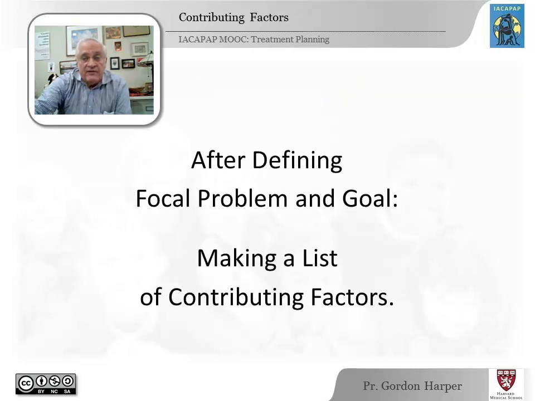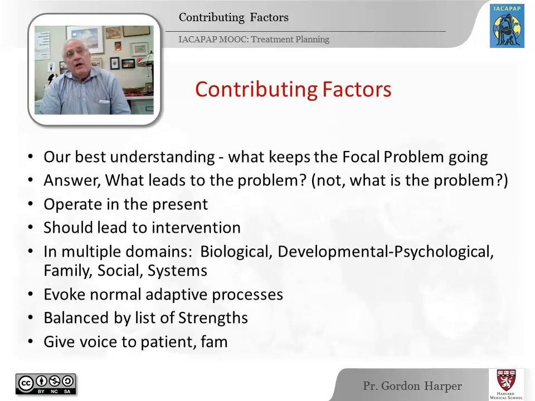Now we try to make a list of contributing factors. The contributing factors reflect our best understanding of what keeps the focal problem going. They answer the question, what leads to this problem? What keeps it going? Not what is the problem? They operate in the present. They should lead to intervention. We can describe them in multiple domains in the child's life. They evoke normal adaptive processes, we'll speak about in a minute, and they're balanced by a list of strengths. All in all, we try to use them to give voice to the patient and family.